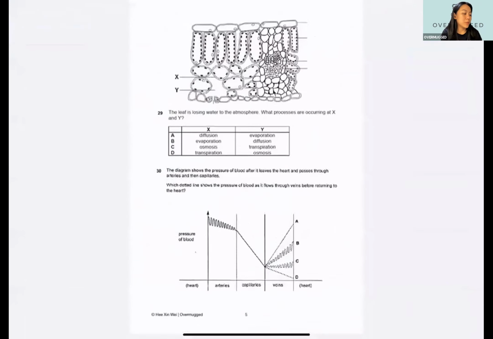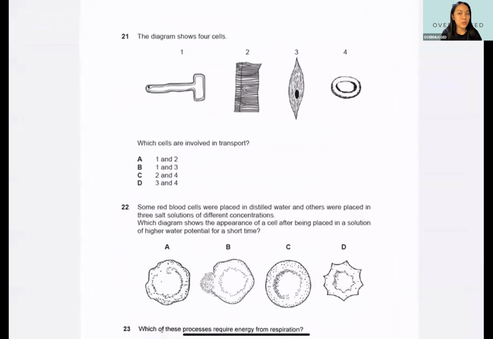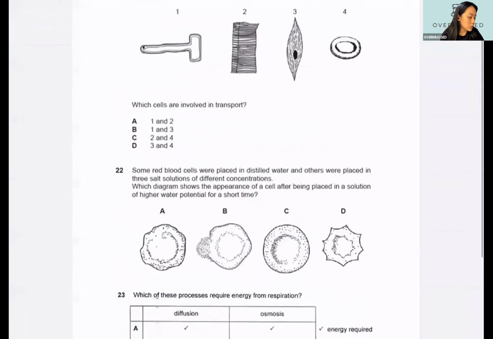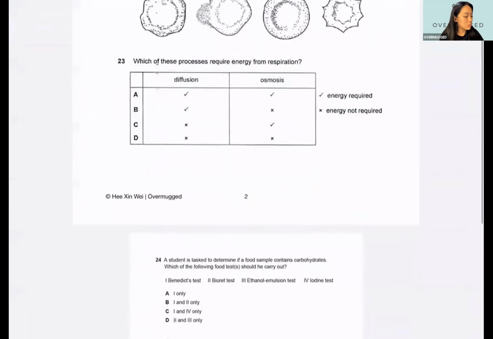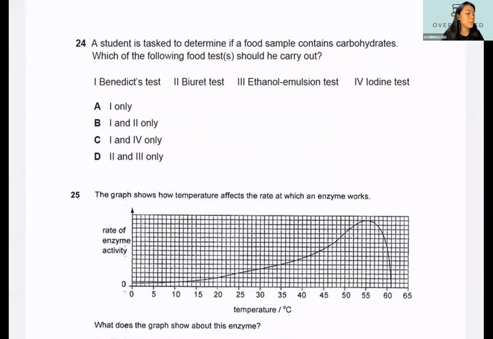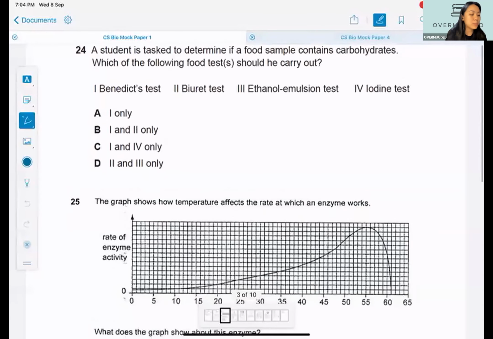I think this set of paper is not super challenging. It's not meant to be super challenging, but it does have certain details that may not be super straightforward. I think this question is okay. For question 24, a student is tasked to determine if a food sample contains carbohydrate.